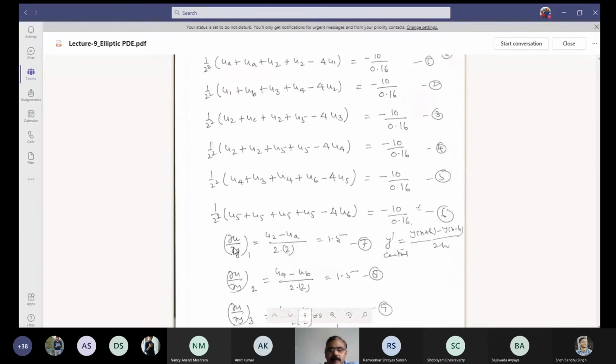And then wherever ua has come, that has to be eliminated, and that will get eliminated from the derivative conditions. Del u by del y will be your u2 minus ua by 2 into 2 equal to 1.5, or ua you take on the other side, u2 minus ua equal to 4 into 1.5, that is 6, and then ua will be u2 minus 6. Is that right? Yes, sir. You can put the value of ua here, so that you will get the equation in u2 and u1, right? Yes, sir. Similarly, you can do the other ones.